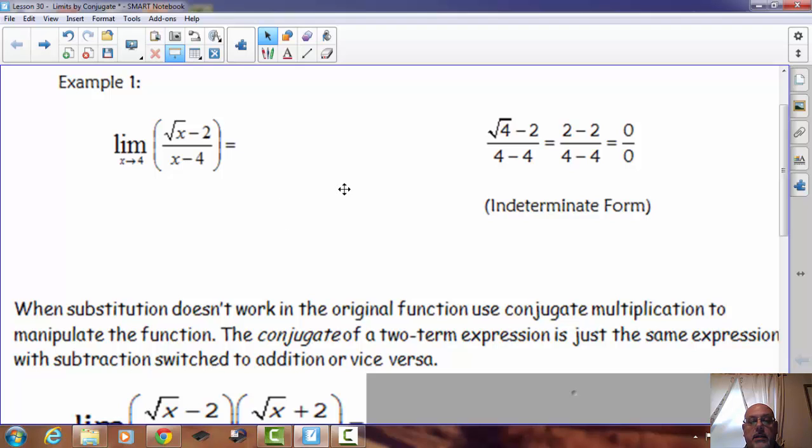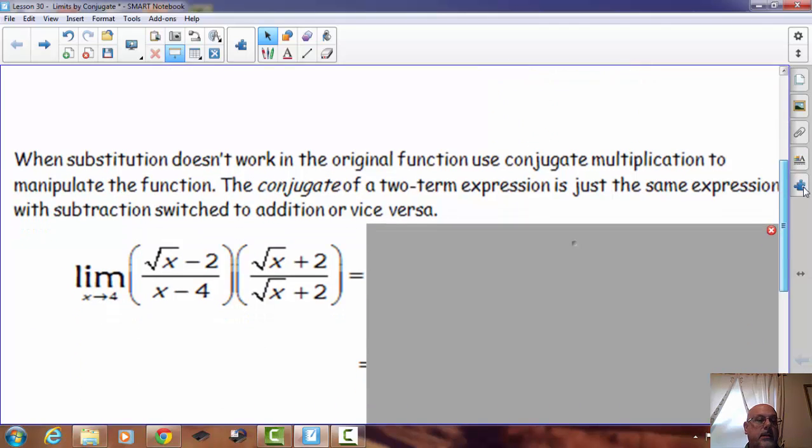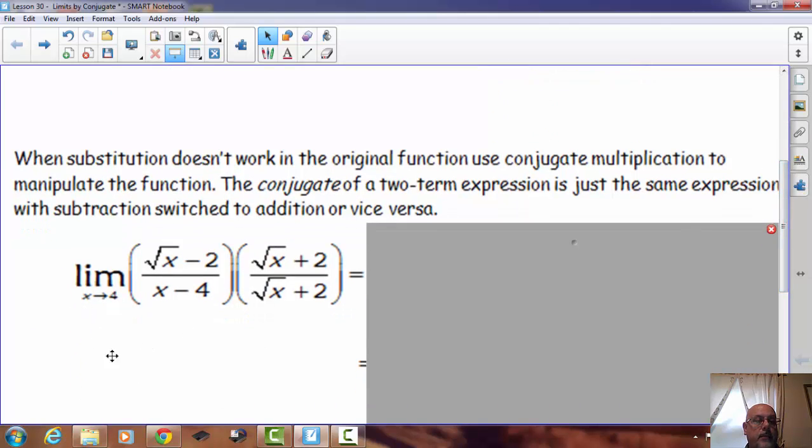So the conjugate is a two-term expression, the same as the original, but the sign has been switched. So if we look at that function again, the limit as x approaches 4 of square root of x minus 2 over x minus 4. The conjugate of the radical portion is square root of x plus 2, and so we're going to multiply this function by 1, and radical x plus 2 over radical x plus 2 is 1.